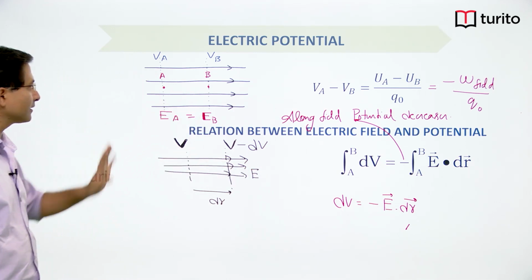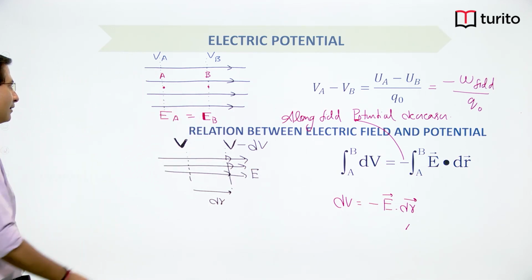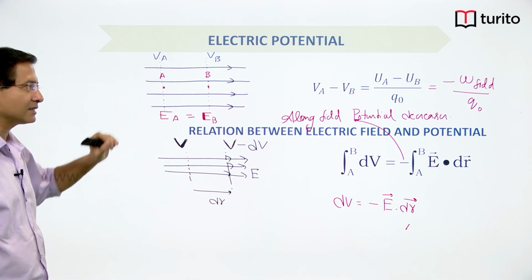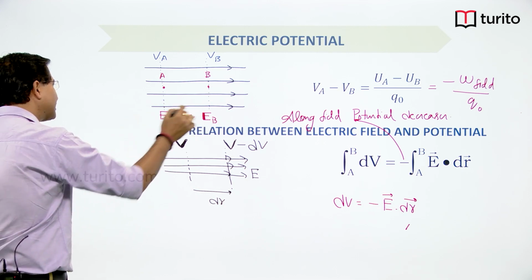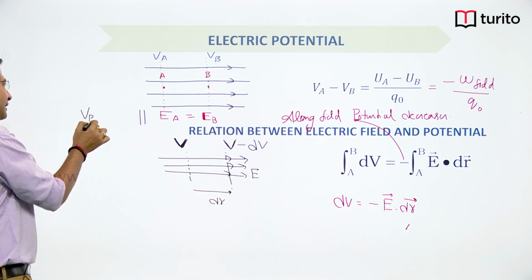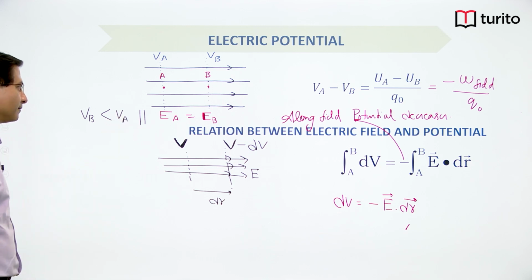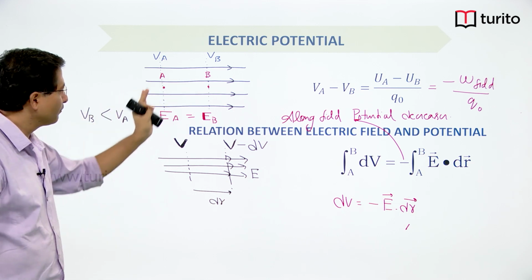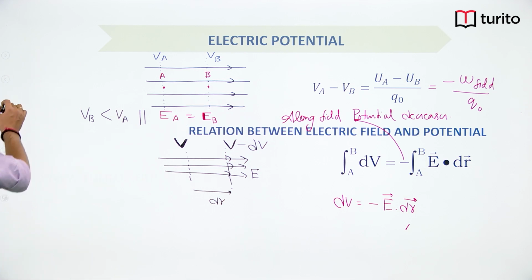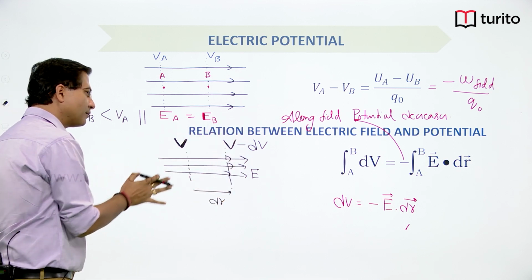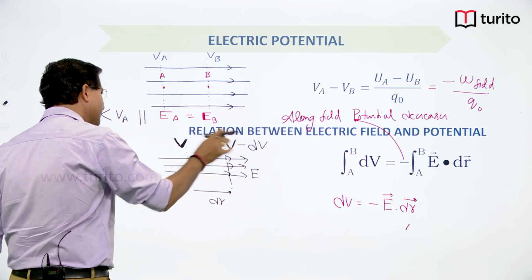Now, I am using this one here. As you can see, we are going along the field, so potential decreases. So, potential at B will be less than potential at A. Electric field at A and electric field at B is the same, but the potential at B is less than potential at A. Along the field potential decreases, so potential at B is less than potential at A, but they have the same field. Similarly, if I change the situation a little bit, I hope this concept is clear. Just keep this in mind, that along the field potential decreases, right.